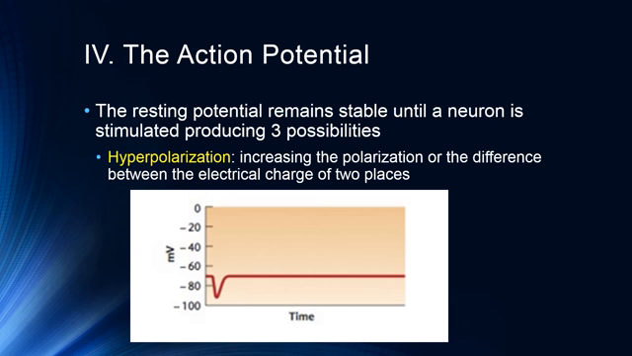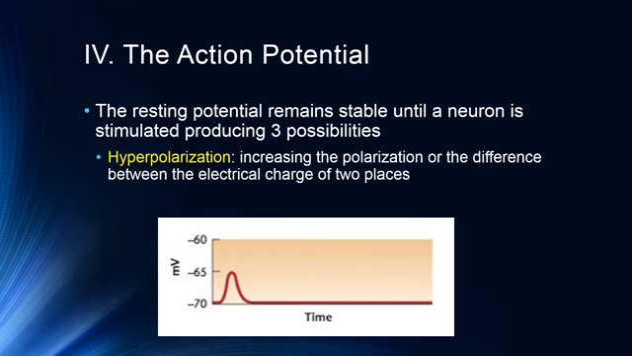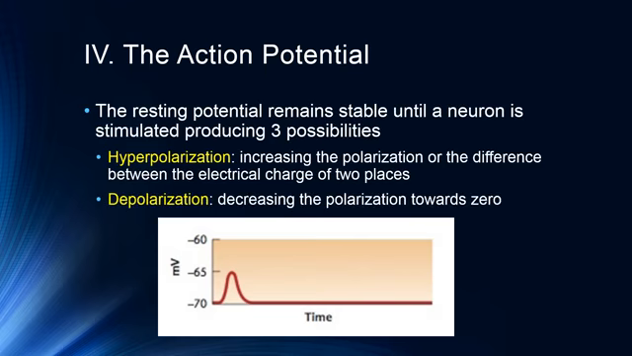So anything that increases the charge away from 0, that is, we're normally at -70, and anything that pushes it further away from 0 is hyperpolarization, and it makes it less likely that an action potential will be generated, because what we really need is a depolarization for that to happen. So depolarization is decreasing the polarization towards 0, and that actually is what happens when an action potential is generated. So anytime we hyperpolarize a cell, we make an action potential less likely. Anytime we depolarize a cell, we make an action potential more likely. It's complicated, I know.